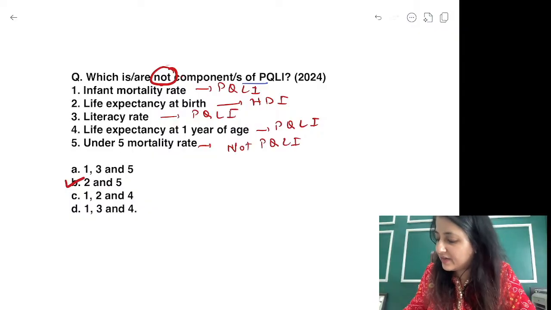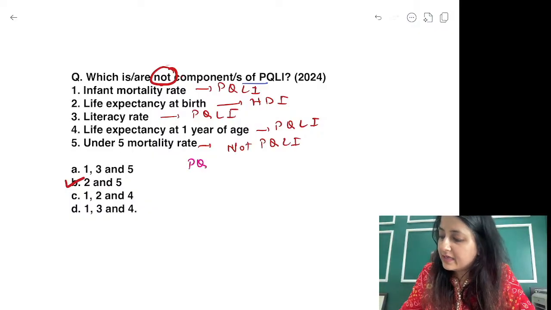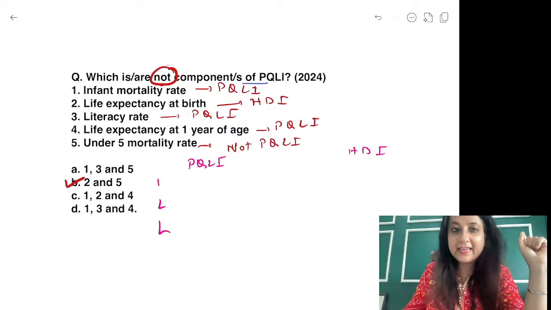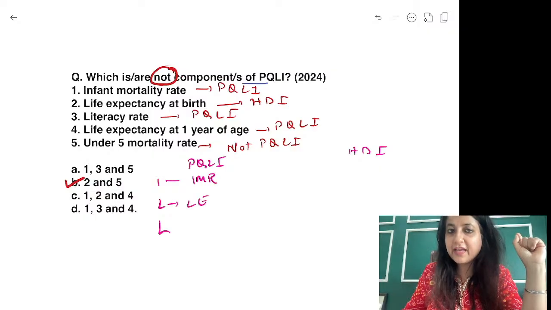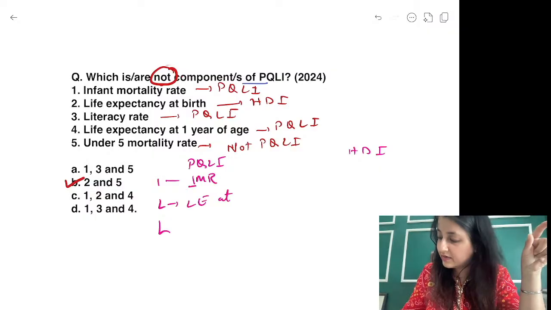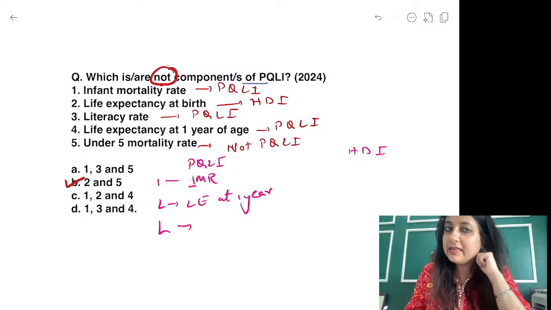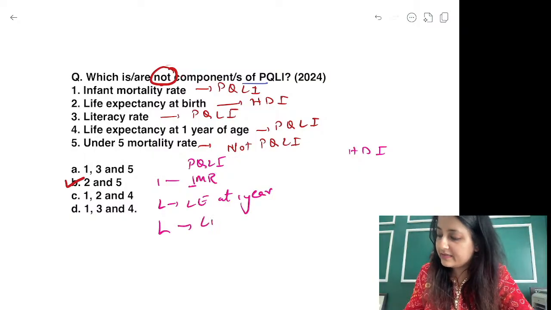So we'll just quickly revise the difference between PQLI and HDI. You all know what PQLI is, guys. PQLI, the mnemonic is ILL. I means infant mortality rate. L means life expectancy. Infant means 1 year, so at 1 year. And what is the other L? Another one: infant mortality rate, life expectancy at 1 year, and this is literacy rate.